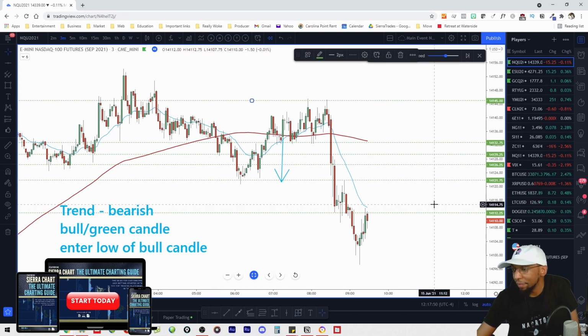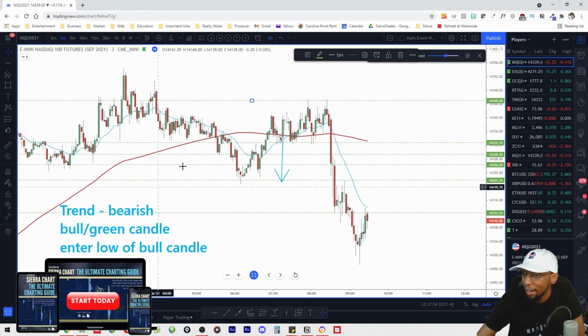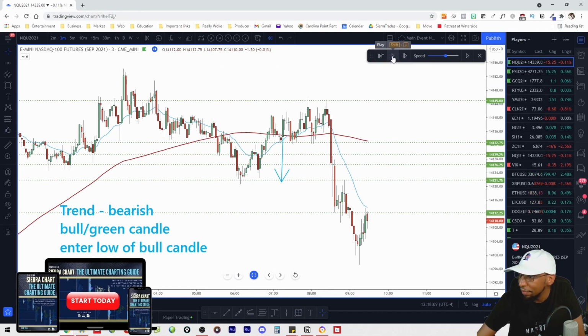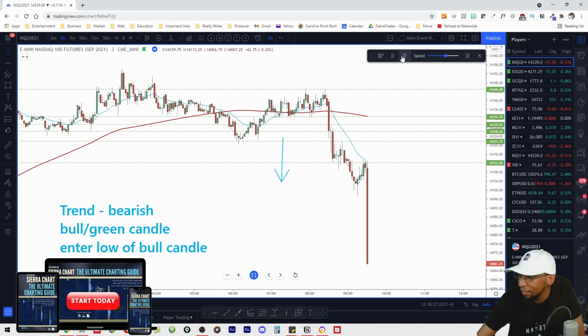All right, so now we got our structure, we know our trend, and we know what we're looking for. We're looking for a bullish candle that we can take the low of. Okay, all right, let's go ahead and play this out. And we came in super quick. So this is showing us momentum. I'm not gonna get into a lot of detail about what that could mean.